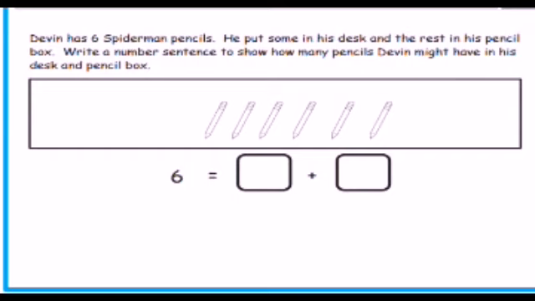Devin has 6 Spider-Man pencils, so all you need to do is share. Just share or decompose to get the 2 parts. We already have the whole, and the whole is 6. Now how do we get the 2 parts? We do that by sharing or by decomposing. Okay, so here it goes. We have 2 plus 4. So you see now we have 2 parts for our story. Our whole is 6, and 2 and 4 are the 2 parts.